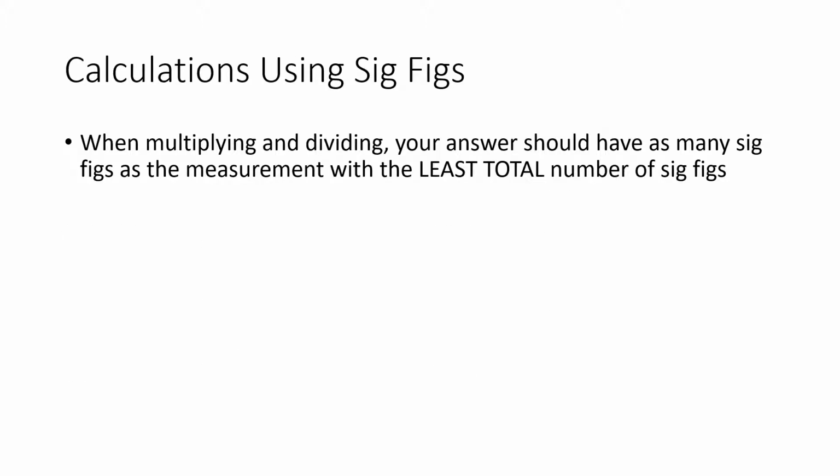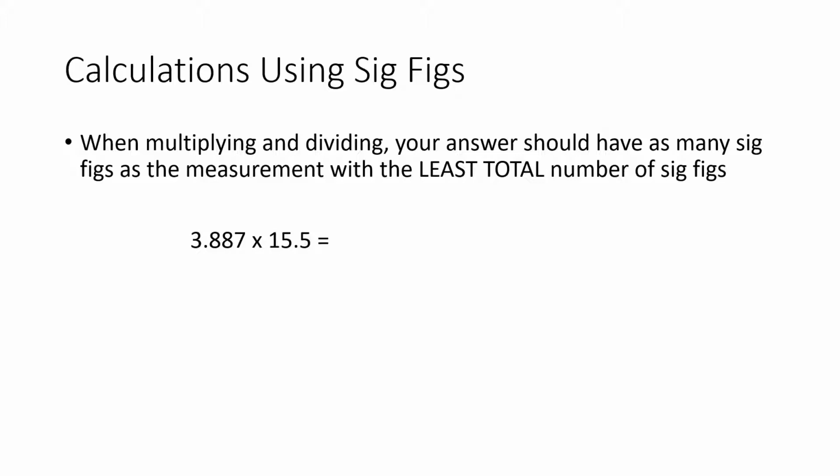I want us to look at our rules for using sig figs in calculations. We have two different rules, and our first one is anytime we are multiplying or dividing. When multiplying or dividing, our answer should have as many sig figs as the measurement with the least total number of sig figs. So our answer cannot have more digits than our original two numbers.